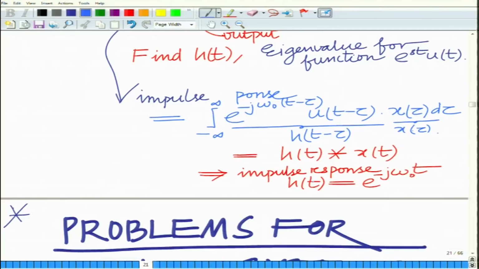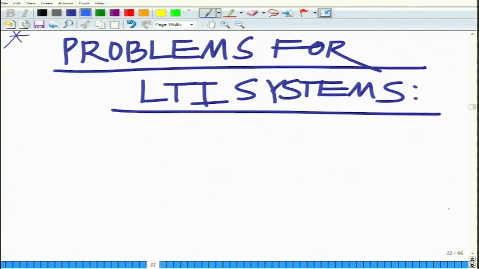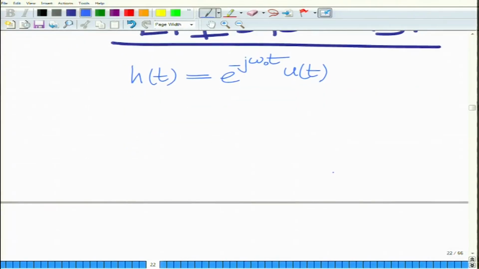So, the impulse response h(t) is e raised to minus j omega naught t times u(t). So, that is the impulse response. Let us note that down. So, a small correction, we have the impulse response h(t) equals e raised to power minus j omega naught t times u(t).